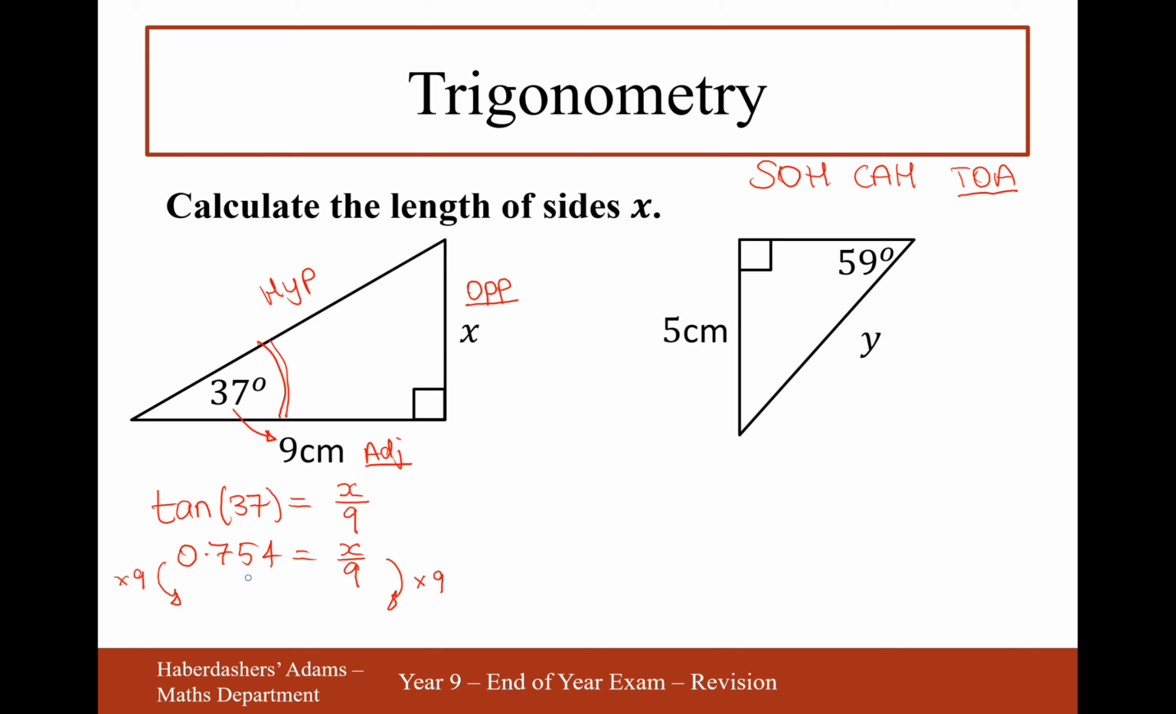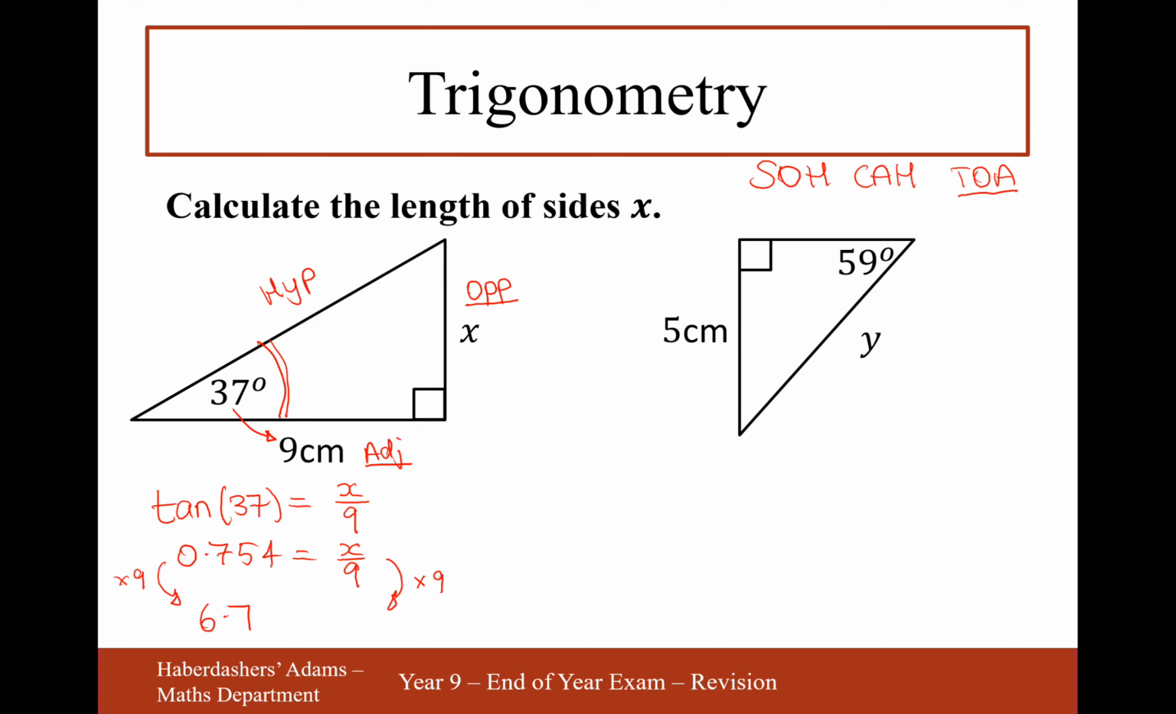So what I'll do now is on my calculator, I'll do 0.754 times 9. But I won't type in 0.754, I'll type in the answer button, because the current answer on my calculator was the exact number of 0.7535 times 9, and that will give me 6.78.